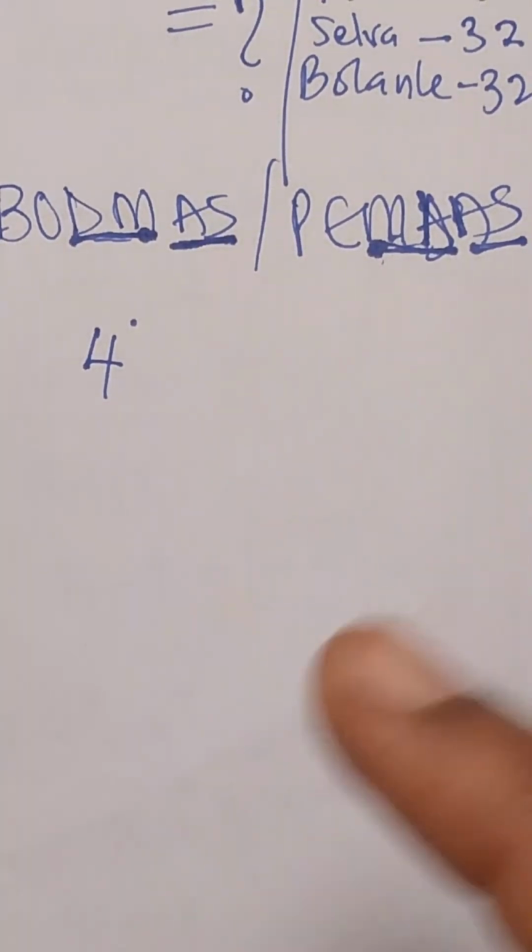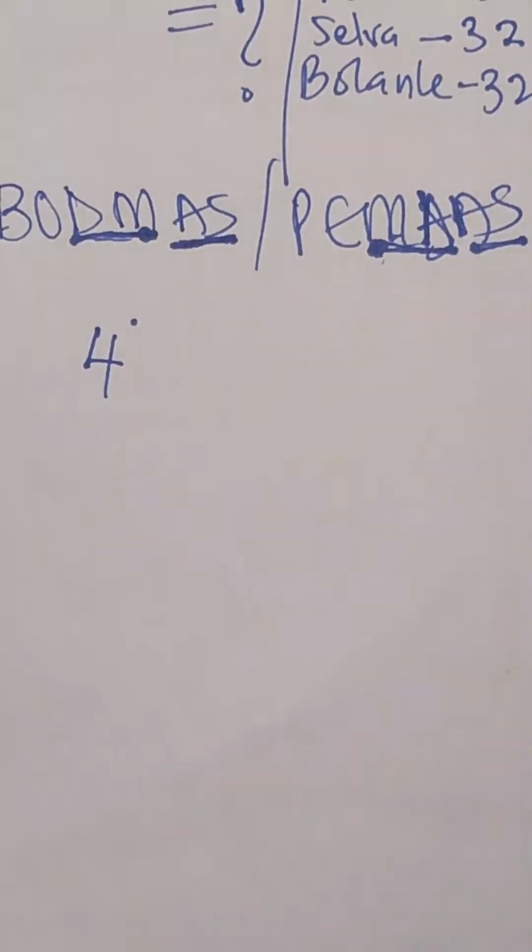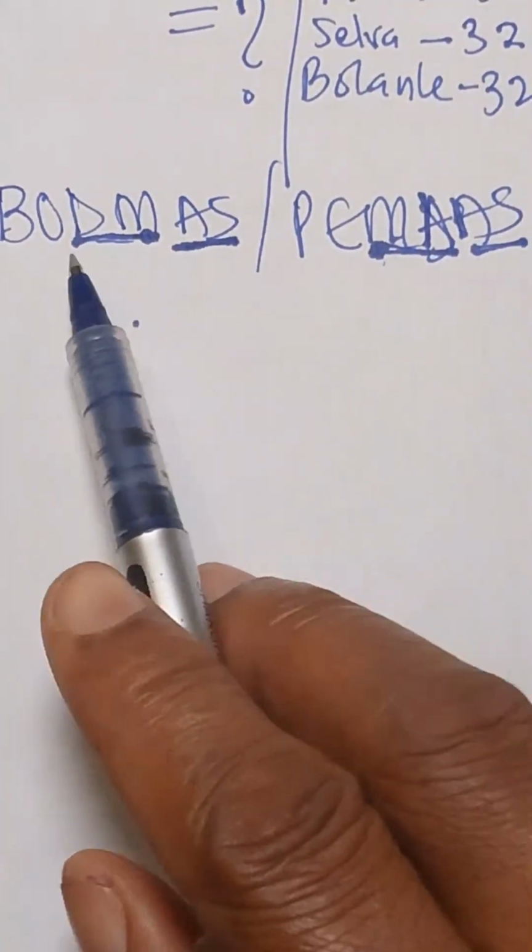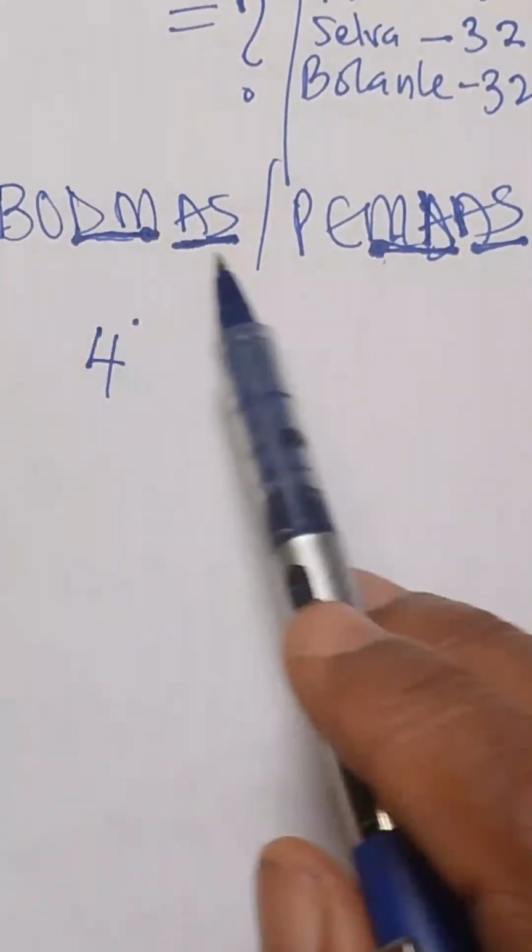Please learn this. They are on the same level. You apply the one that comes first. Division and subtraction, division and multiplication, they're on the same level. You apply the one that comes first from left to right. The same thing with BODMAS. The same thing with PEMDAS.